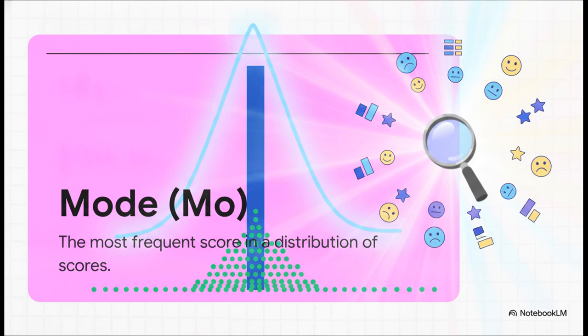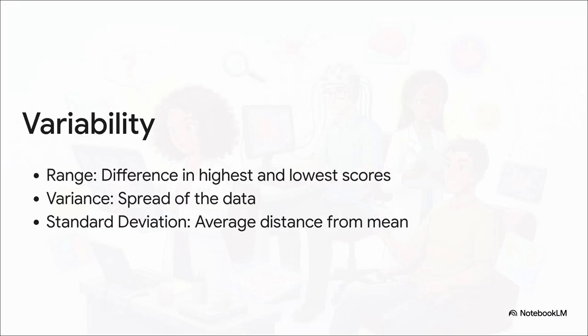But here's the thing. Knowing the center point is really only half the battle. To truly understand our results, and honestly, to critically evaluate those sensational news headlines we see every single day, we need to know the variability. Basically, how spread out is our data from that central average?